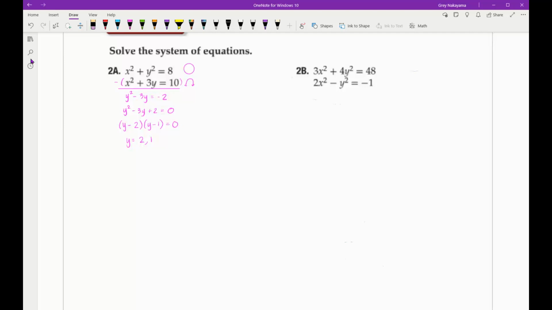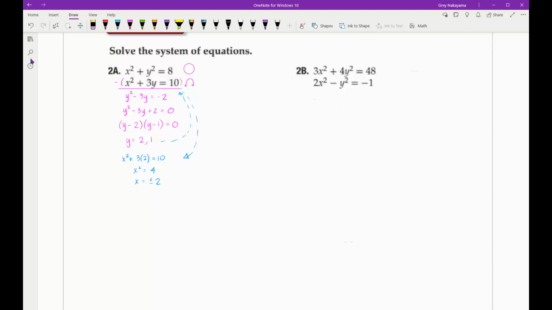Again, plug it into either one, but that parabola doesn't have 2 squared, so I think it's an easier one to plug into. It does not matter. Okay, so I'm going into the bottom one, and that's going to give me x squared plus 3 times, what does y equal? Well, it equals 2 in the first one. So that means x squared is going to equal 4, and x equals plus or minus 2.